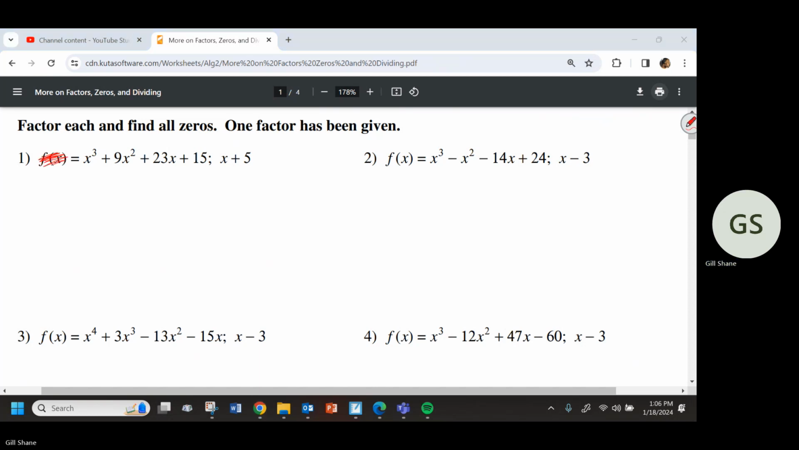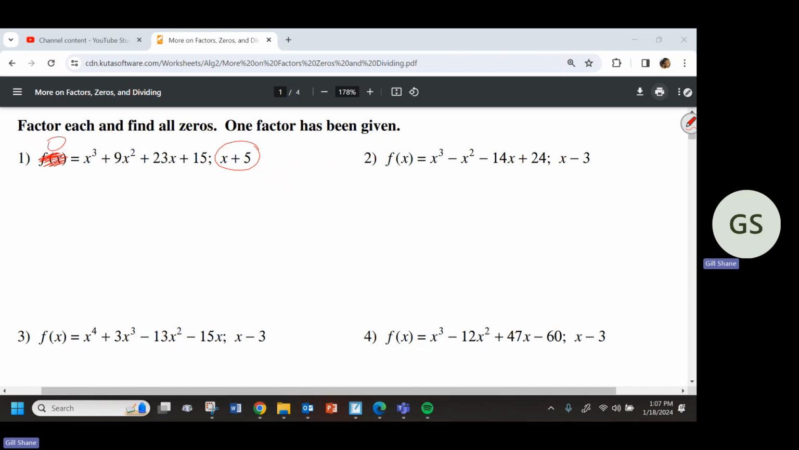So if I do this, I can't do anything with it. Right? Well, I could. You should know one answer. One zero. What's one zero? -5, right? Because if they're telling me this is a factor, I could set that equal to 0 and solve for x. So -5 is one zero, because I know that's a factor. I have to figure out the other factors, though, which how am I going to do that? That's when the synthetic division comes in.